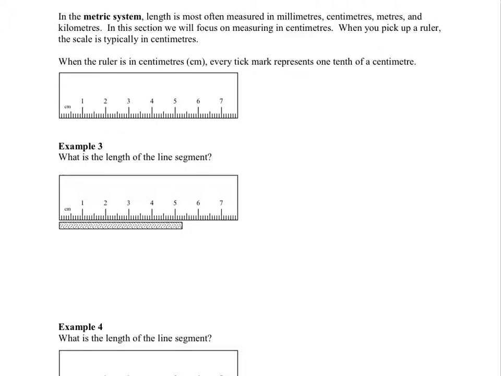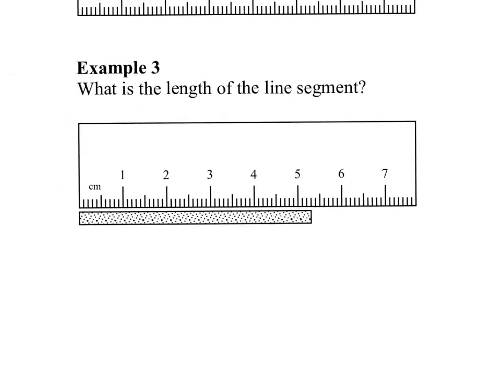So in the metric system, length is most often measured in millimeters, centimeters, and meters. And what you would typically see on a ruler would be centimeters and millimeters. And there are 10 millimeters in 1 centimeter. So this is 1 centimeter. The centimeters are the largest ticks, and there's 1, 2, 3, 4, 5, 6, 7, 8, 9, 10 millimeters in 1.